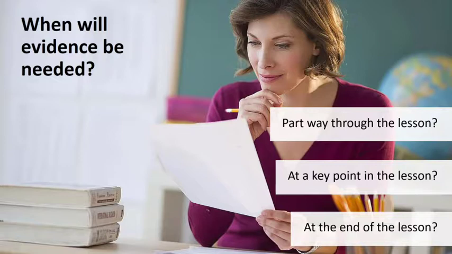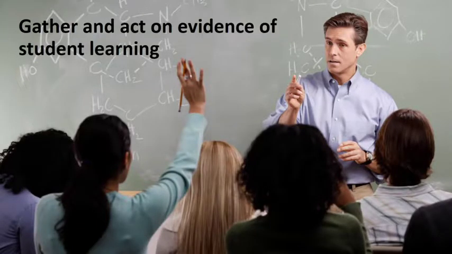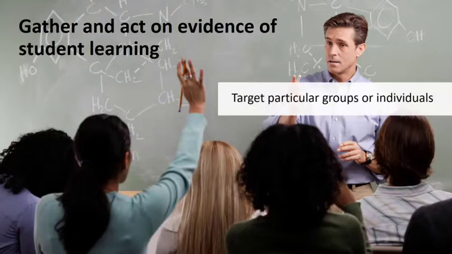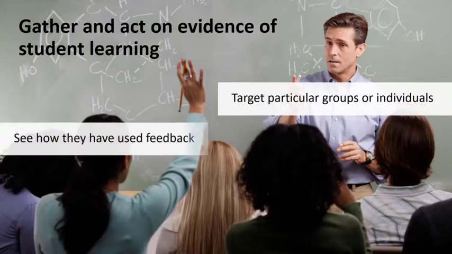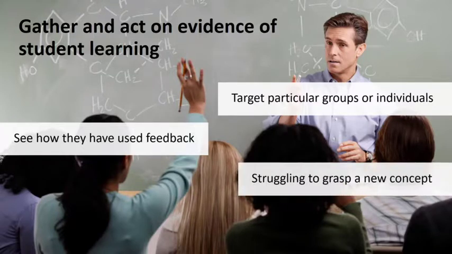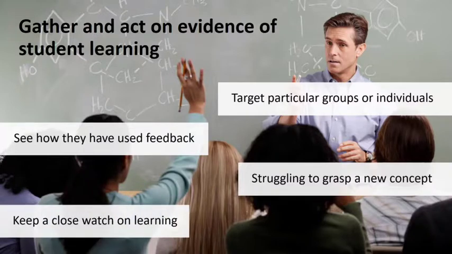It can be helpful to have success criteria articulated for each of these stages in the lesson for you and your students to gauge the progress of learning. Of course, teachers need to gather and act on evidence of learning from all students. However, it may be that teachers do not need to gather evidence from all students during every lesson. During some lessons, teachers may want to target particular groups or individuals, perhaps to see how they have used feedback, or because they appear to be struggling to grasp a new concept, and the teacher feels that it's important to keep a close watch on how their learning is evolving.